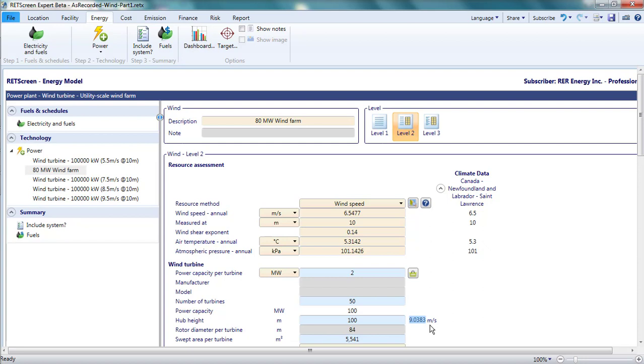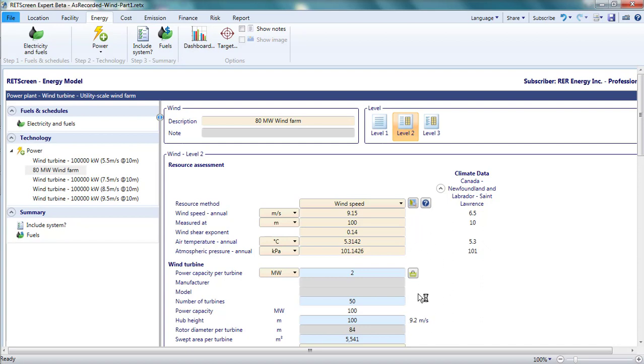So to demonstrate good practice, I'm going to enter 9.15 meters per second at a measurement height of 100 meters, based on what I found in the Global Wind Atlas. If the hub height of the turbine is not exactly the same as the height of the wind speed measurement, RETScreen uses a power law to adjust the wind speed to the hub height.